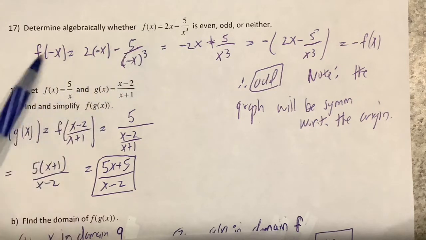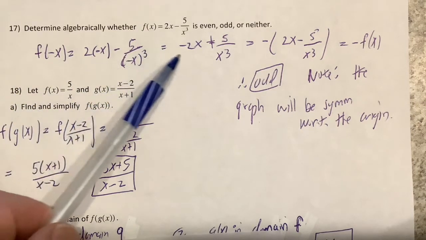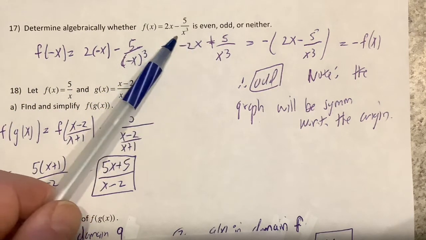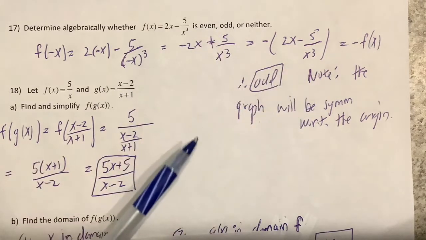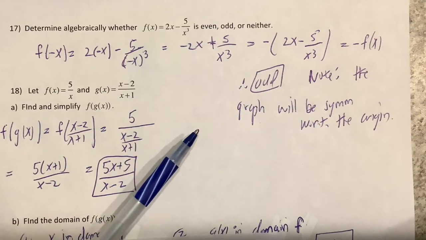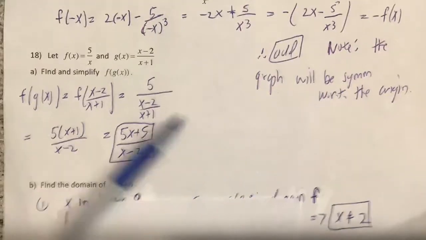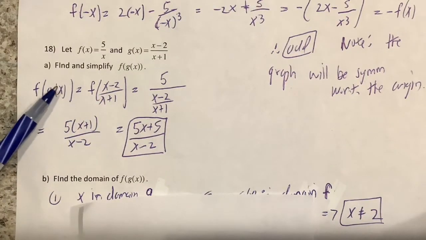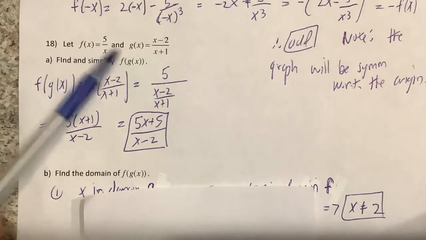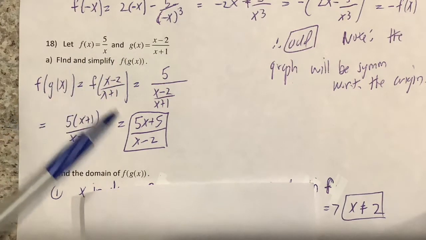If you plug in -x for x, you end up getting this, which is not equal to f of x, but it turns out it's -1 times f of x. That's the definition of an odd function. So if you were to graph this on your TI, you would see that it's symmetric with respect to the origin. All right, the good old composition of two functions, f of g of x, that's not too hard.